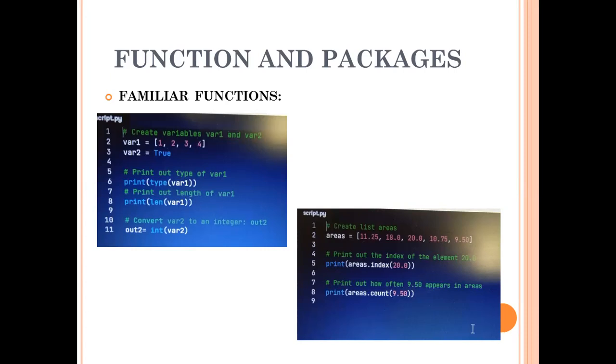If I want to find out how many times a specific element appeared in my list, I will use the dot count method. For example, I want to find out how many times 9.50 has appeared in my list of areas. So simply I will write print. In the brackets, I will write areas dot count, and in the brackets I will write the value that I want to find out the number of appearances of.